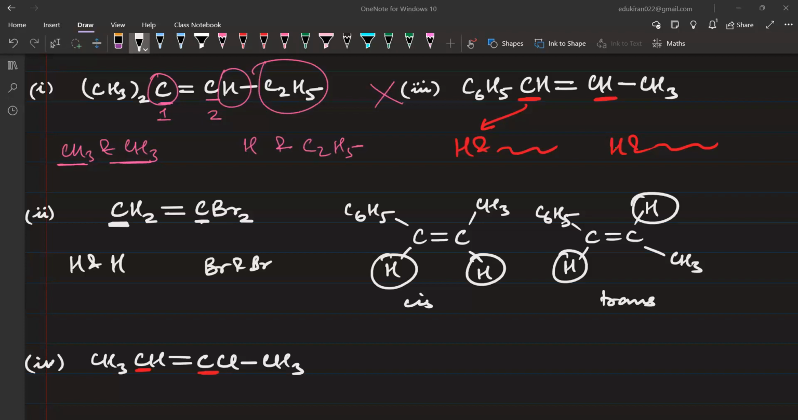This thing, it will show cis trans isomer, sir. Okay, fine. Now show me the cis and trans isomer.